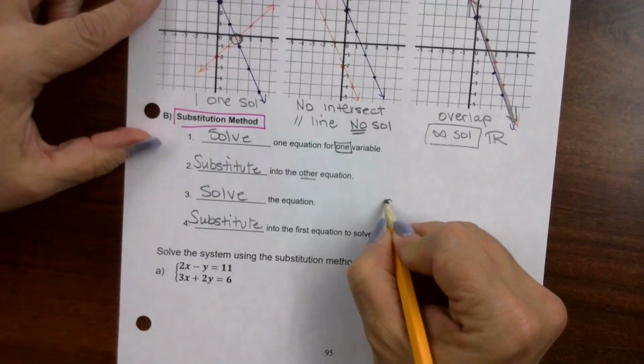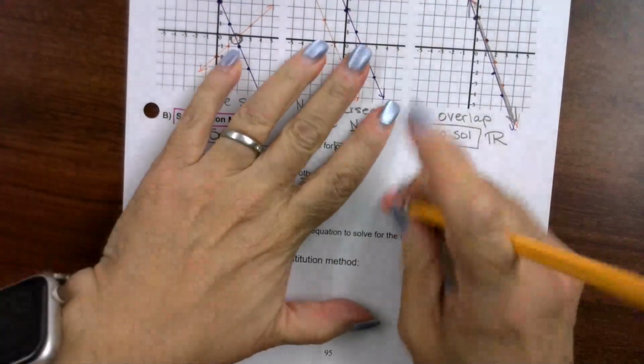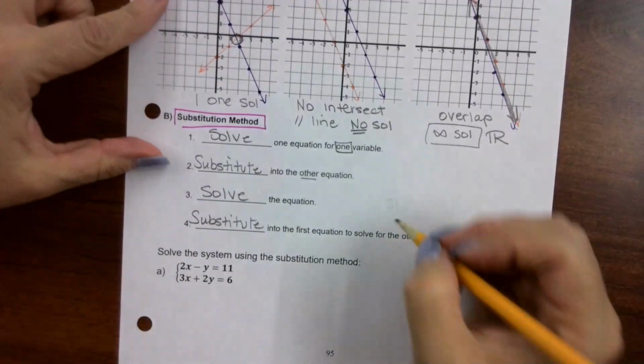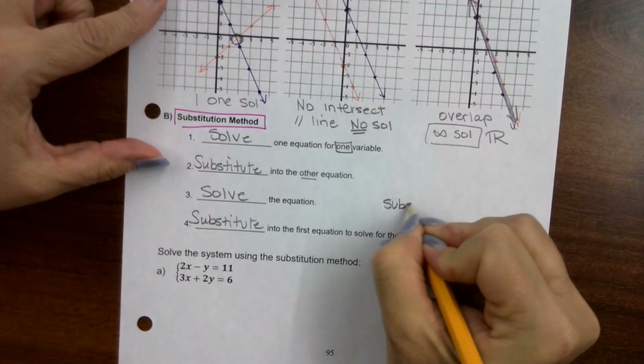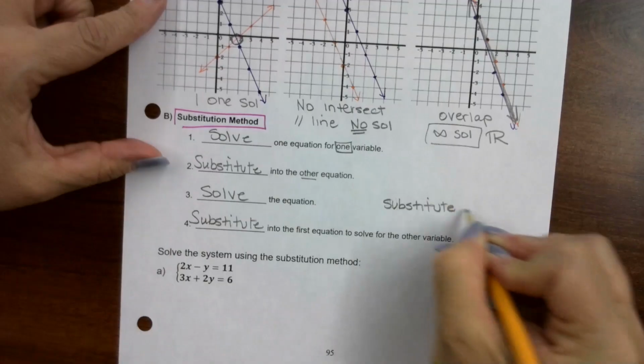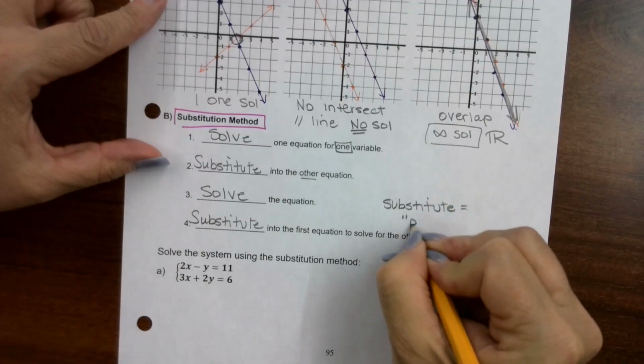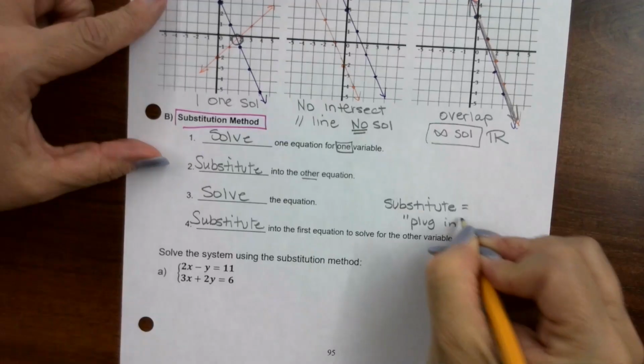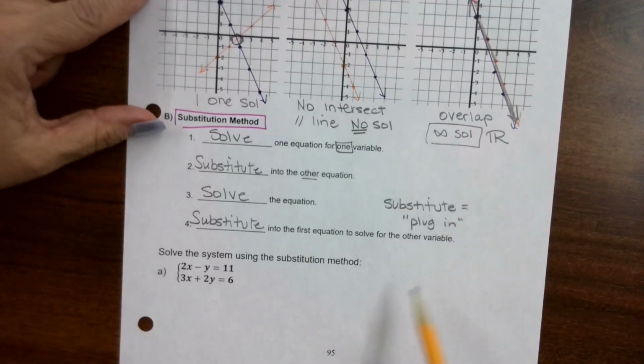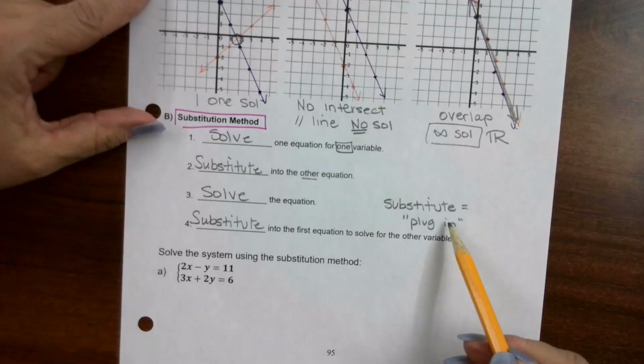So this word substitute, kind of a cheat for this is plug in. And we say this sometimes, we're going to plug it in for the other variable. So when I say substitute, we're going to plug it in. All right? So here's what happens.